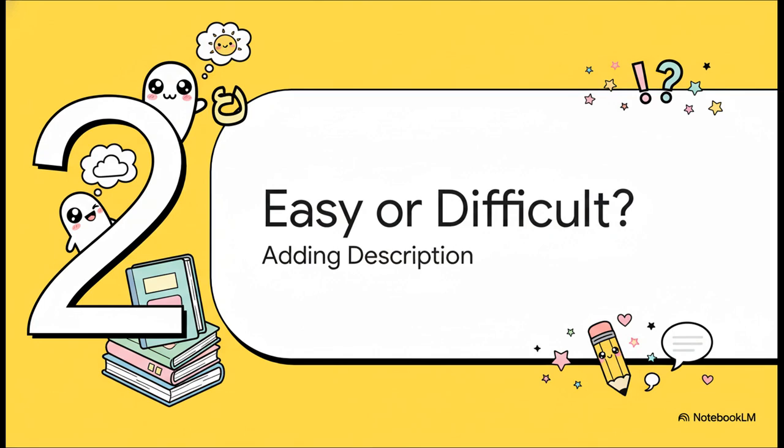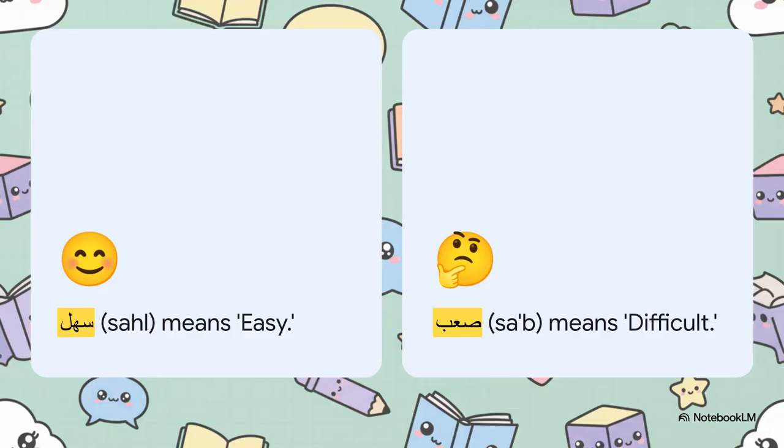Okay, so stating a fact is awesome, but a huge part of language is sharing your opinion. Was the lesson easy? Was it crazy hard? Let's add another layer here and learn how to actually describe things. And here are two words you are going to use all the time. On the left, we've got sahl. That means easy. And on the right, its opposite, sab. That's for difficult. These are just essential for expressing how you feel about, well, pretty much anything.